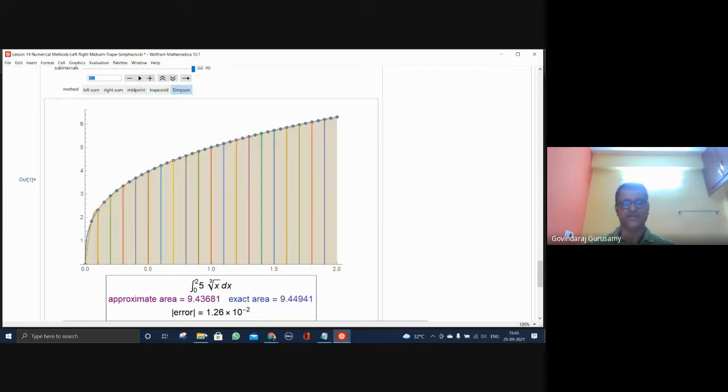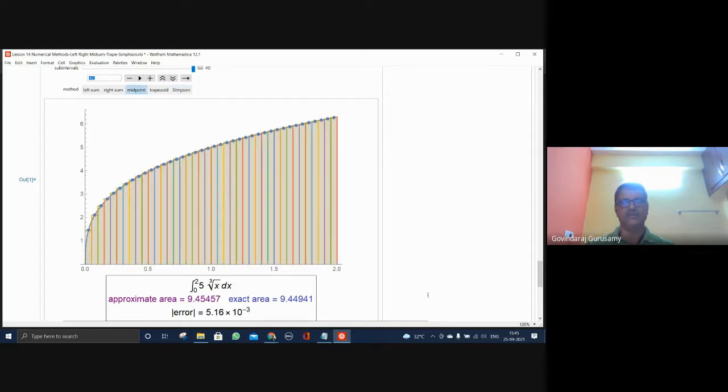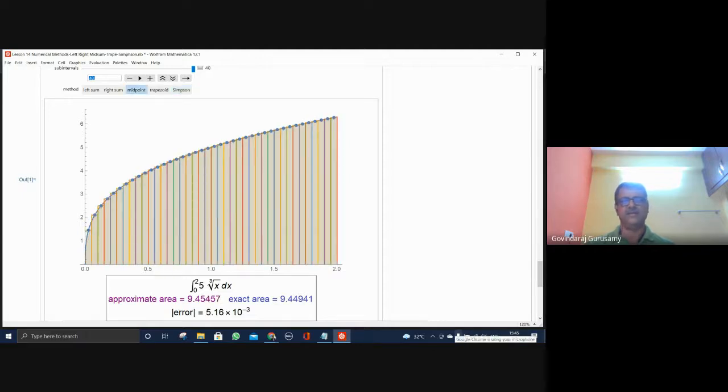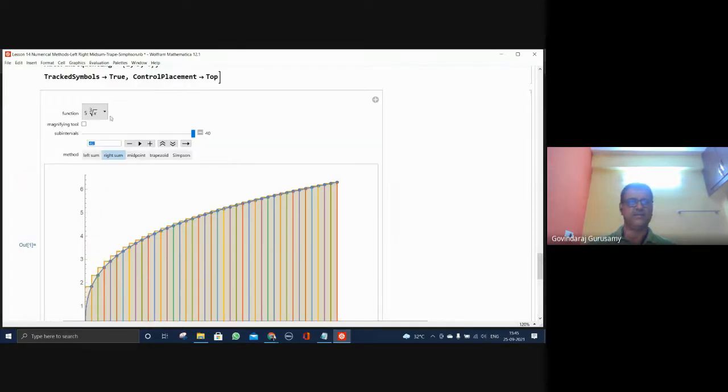But this Simpson error is much higher when compared to the midpoint, by one order. So the midpoint seems to be much better when compared to the Simpson. But for the function x power 1/3, 5 times, it is much better. And what about trapezoid? That's also bad. So midpoint seems to be better. This is supposed to be used and compared to all the other methods for this function.